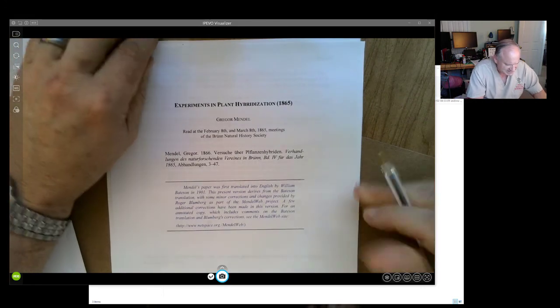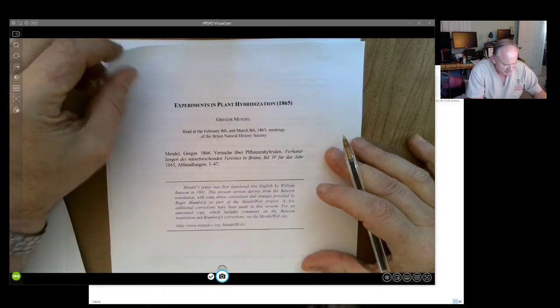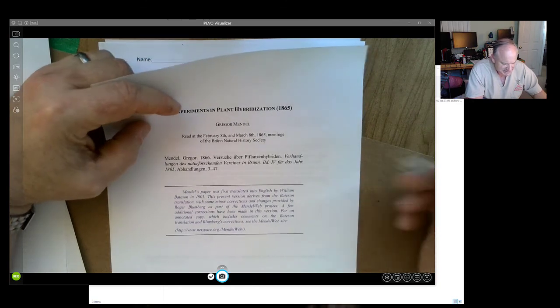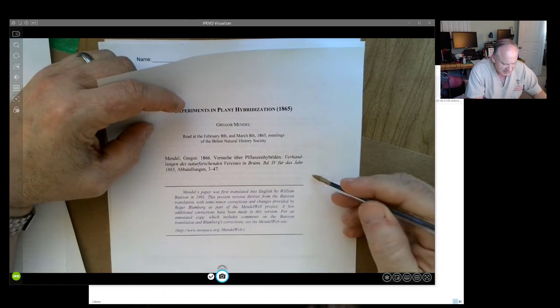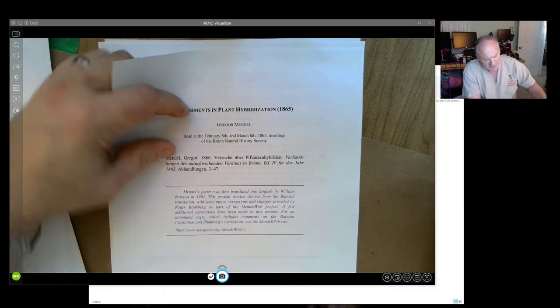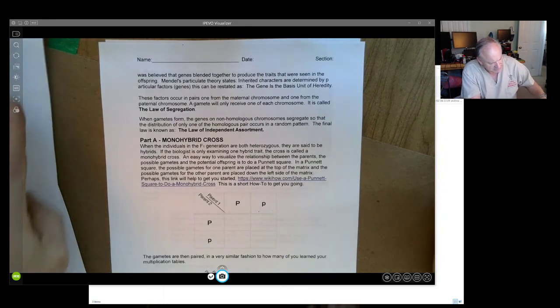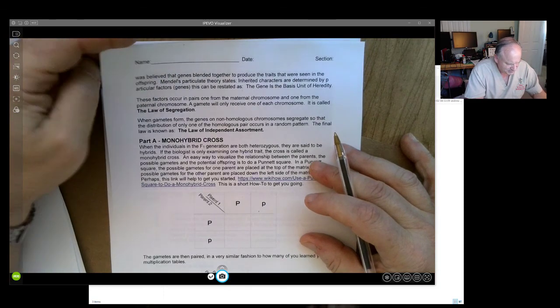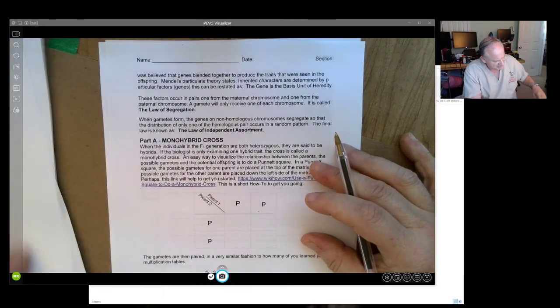This is the paper of 1865 that I posted for you if you want to look through it. History is just one of those things that when it's written down, this was, I think, one of the important events in our knowledge of what's going on. So what he did was that he studied various plants, and let me go back to this page here.